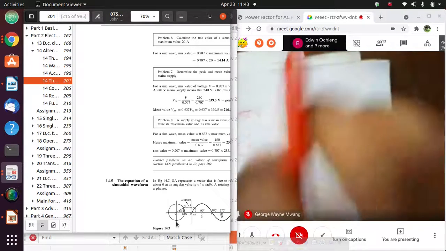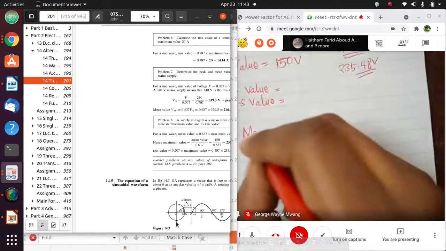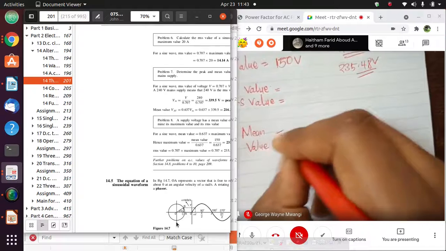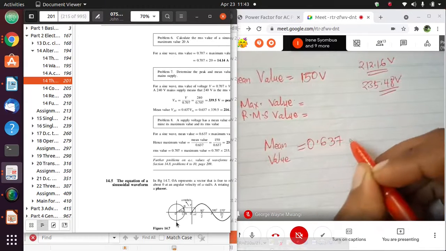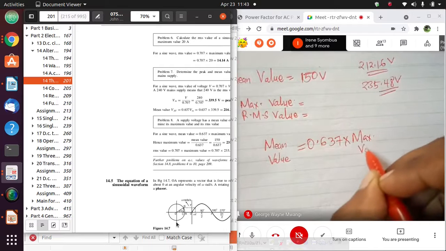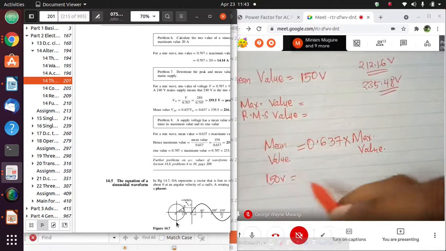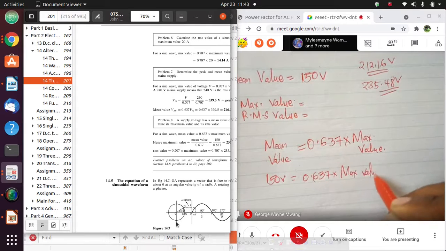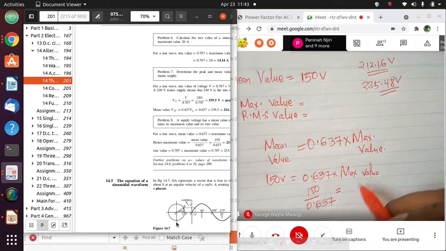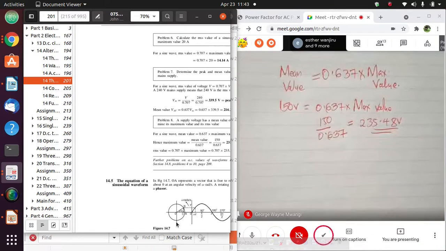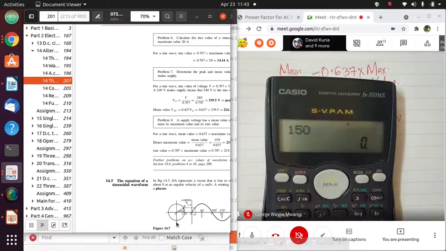Let us tufanye pamoja. Mean value is equals to 0.637 times the maximum value. Sawa. Mean value tumeambia ni 150 volts is equals to 0.637 times the maximum value. So what will be the maximum value? 150 over 0.637. Unapata ngapi? 235.48 volts. 150 divided by 0.637 ni 235.48.